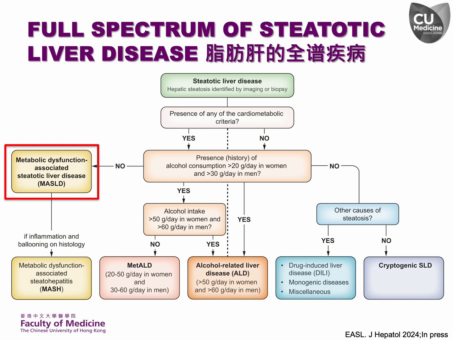For patients with steatotic liver disease and concurrent metabolic risk, alcohol consumption under 20 grams per day for women and under 30 grams per day for men is considered insufficient. These patients will be classified as having metabolic dysfunction-associated steatotic liver disease, MASLD. If alcohol consumption is excessive, specifically over 50 grams per day for women and over 60 grams per day for men, these patients will be classified as having alcohol-related liver disease, regardless of the presence or absence of metabolic risk.